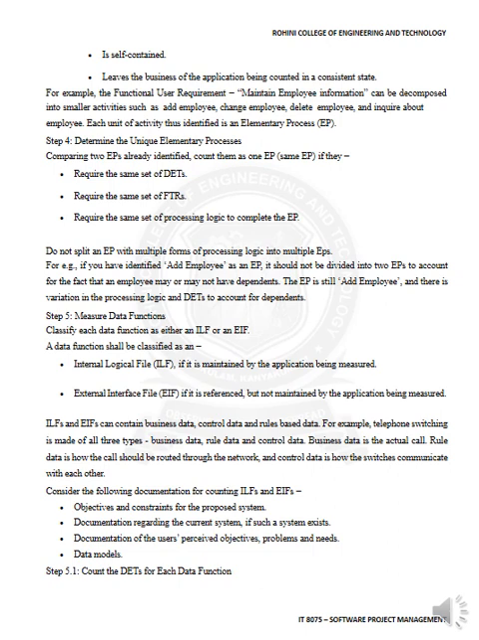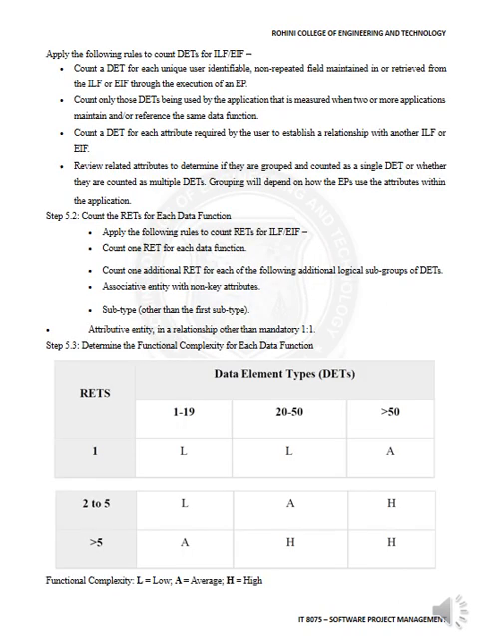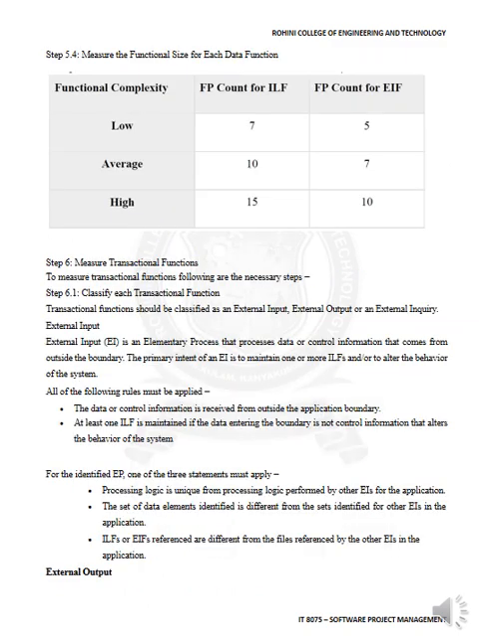Use the following documents: objectives and constraints for the proposed system, documentation regarding the current system, documentation of the user's perceived objectives, and the data model. Then count the RETs for each data function. The data element and the RET are given in the diagram. Then measure the function size of each data function: low, average or high.